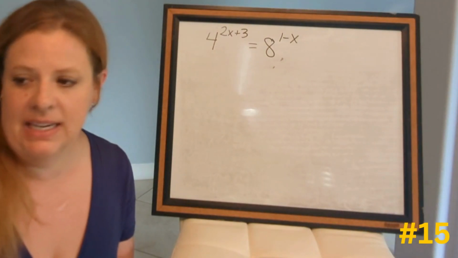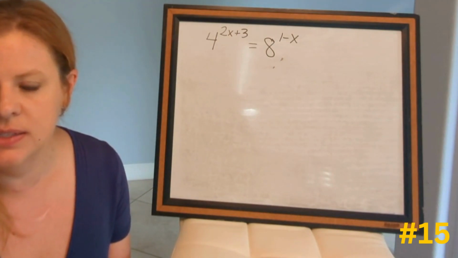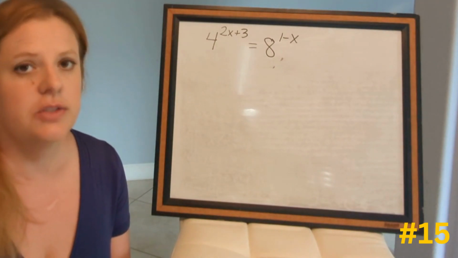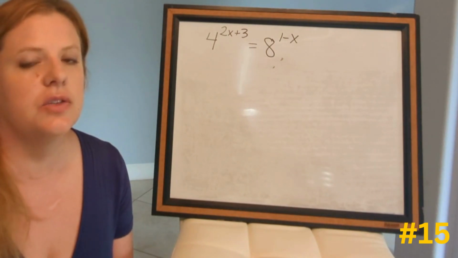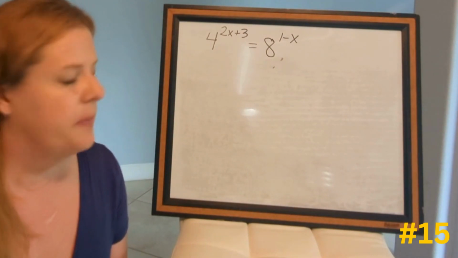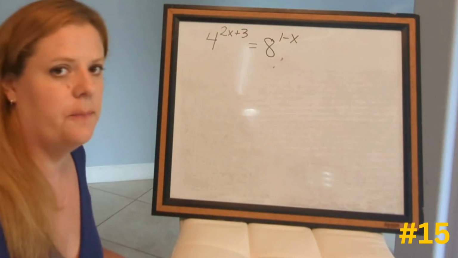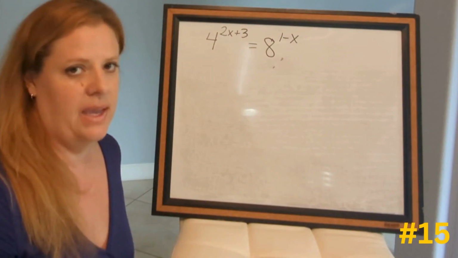Number 15. In this set of real numbers, what is the solution of the equation 4 to the 2x plus 3 equals 8 to the 1 minus x? So first thing we're going to do is look at 4 and 8. Can they be changed to have the same base?